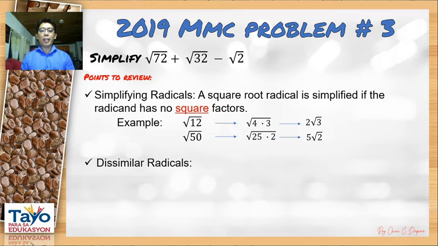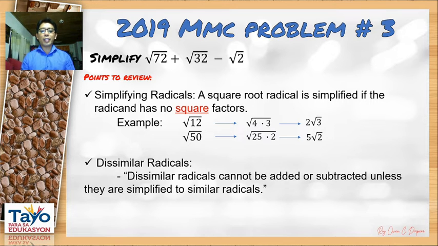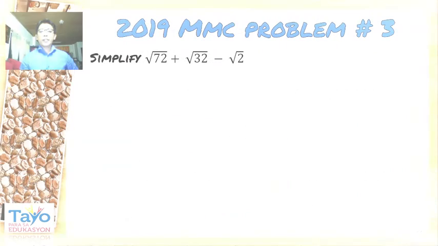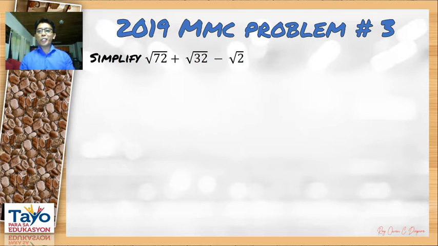Another is the dissimilar radicals. It states that dissimilar radicals cannot be added or subtracted unless they are simplified to similar radicals. So, a radical expression is said to be similar if the radicand and the index are the same. So, we will now solve question number 3.